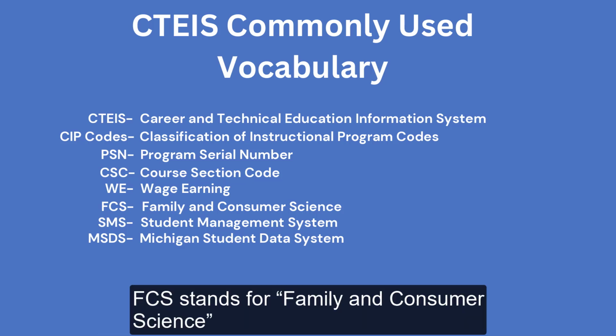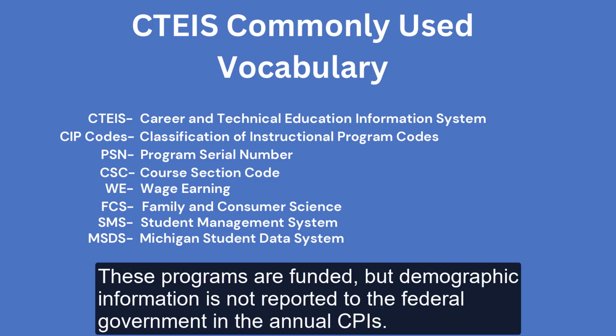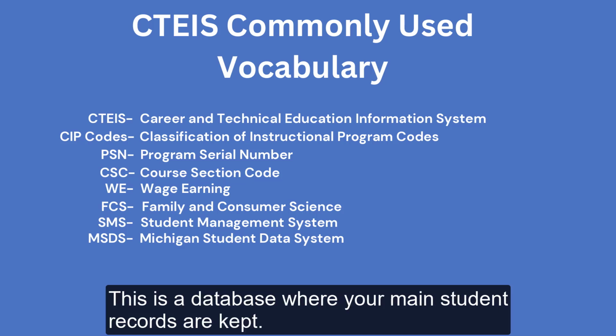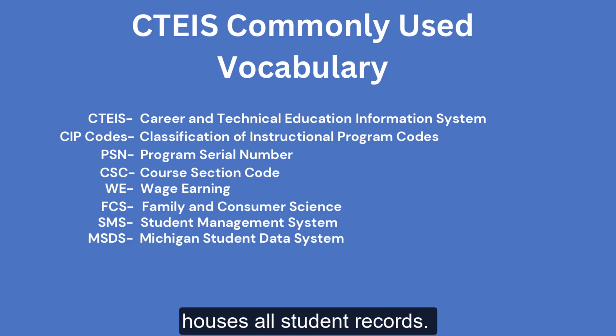FCS stands for Family and Consumer Science and includes programs that promote wellness but generally do not grant students skills necessary to hold a wage-earning job. These programs are funded, but demographic information is not reported to the federal government in the annual CPIs. Your SMS is your local student management system. This is a database where your main student records are kept. The MSDS is the Michigan Student Data System. Like an SMS, this data system is the statewide database that houses all student records.